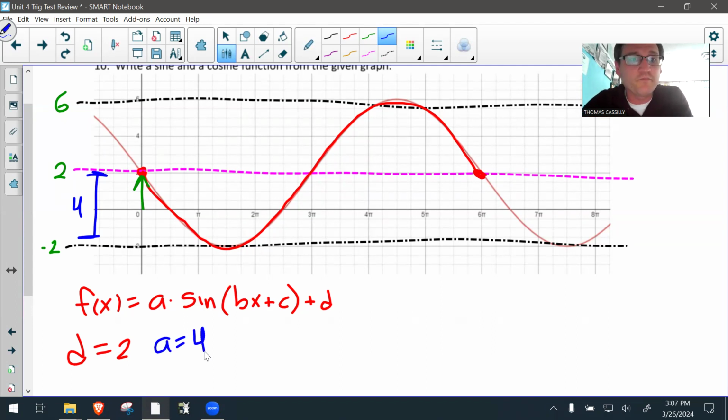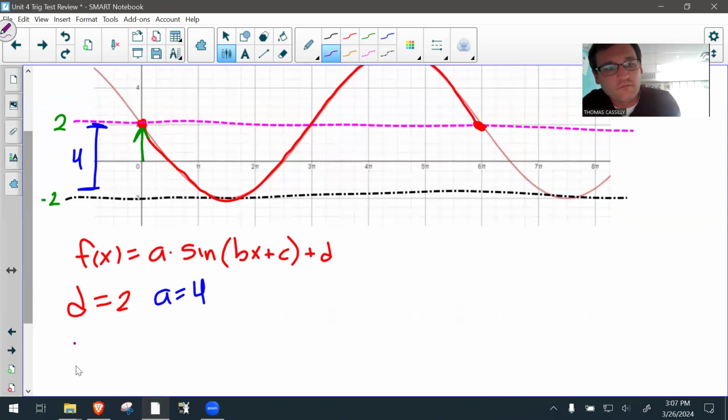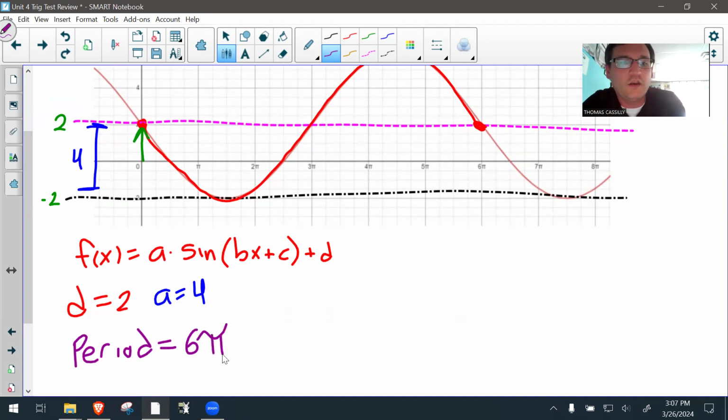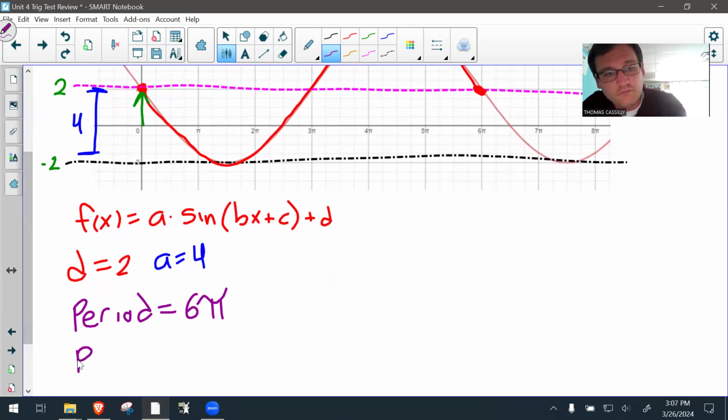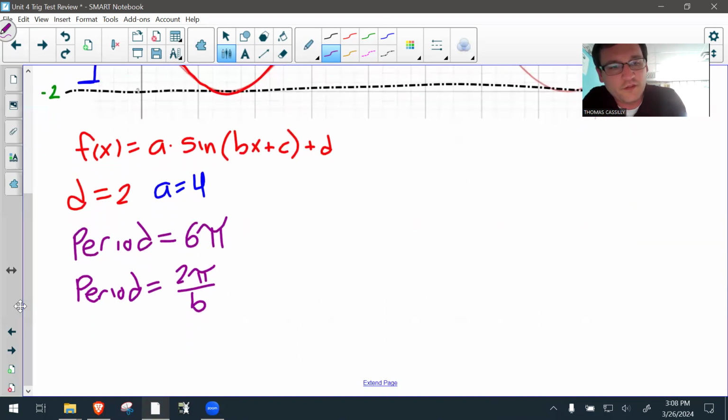Let's see here. The period: it starts at 0 and it ends at 6 pi. So our period equals 6 pi. Well, we also know a period is equal to 2 pi over b. And that b value is what we are looking for. When we're graphing these things, we need to figure out a, b, c, and d. So this one is going to help us figure out the b value. So we can say, all right, 6 pi equals 2 pi over b.